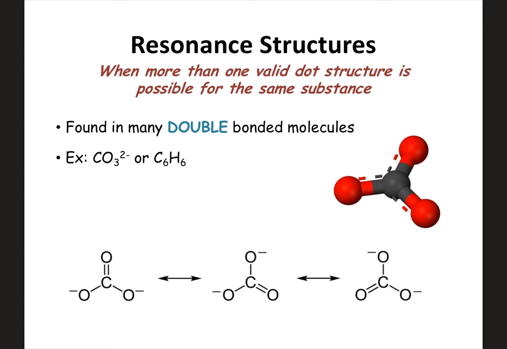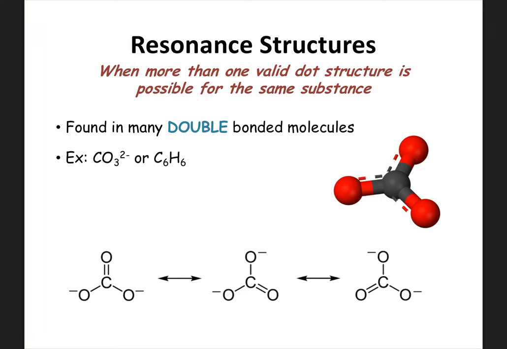The last thing I'm going to talk about here is something called resonance structures. This is just when there's more than one possible correct way to draw a dot structure for a substance. You could do it in more than one way and still be correct. It's found in a lot of double bonded molecules. Don't think every double bonded molecule has resonance, but it's found in a lot of molecules that do have double bonds.